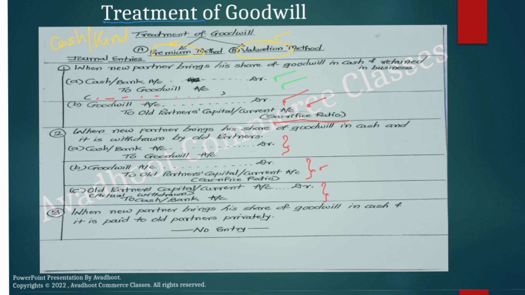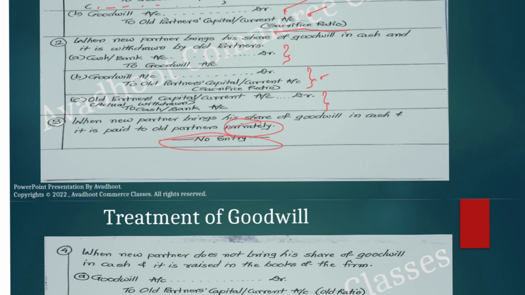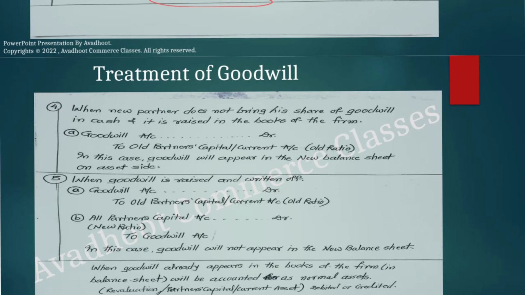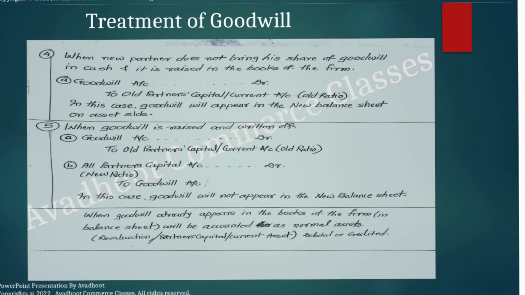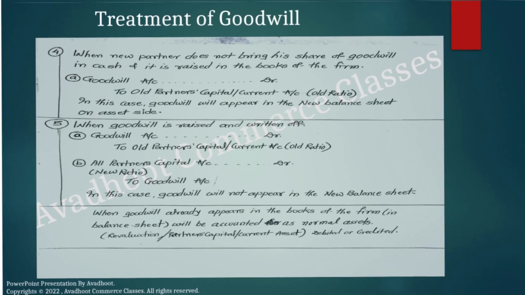The third case in the premium method is when the new partner brings his share of goodwill in cash and it is paid to the old partners privately. The most important word is privately. When the word privately is used, it means it doesn't appear in the books of account, and hence there is no entry for this transaction. After this, we are going to start with the valuation method. These three cases will be there for your premium method.